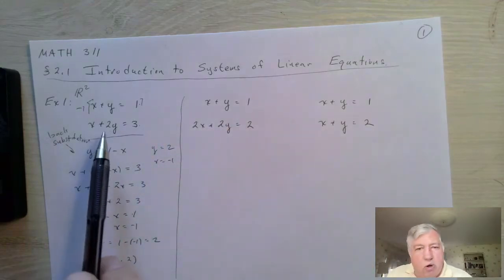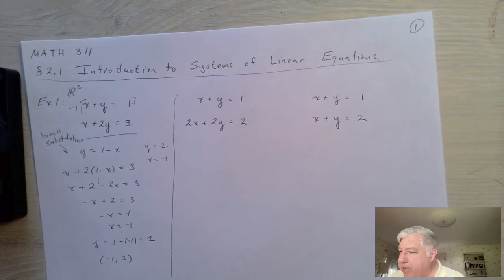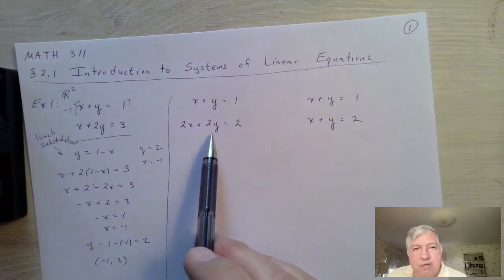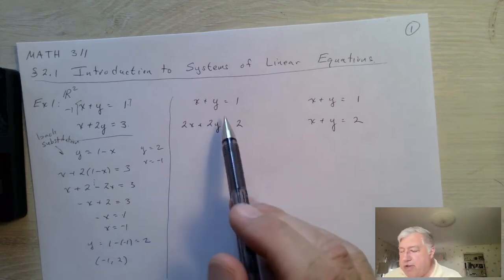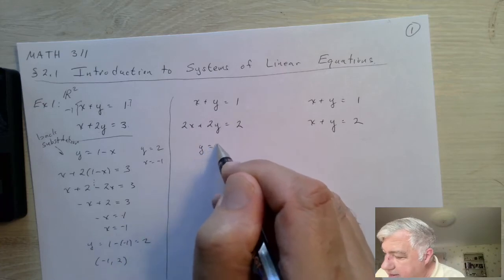So this is a case where we have two lines that intersect at a point. Now, in this next example, I think you can see that if we try to do the same thing here and write, let's say, y equals 1 minus x again.